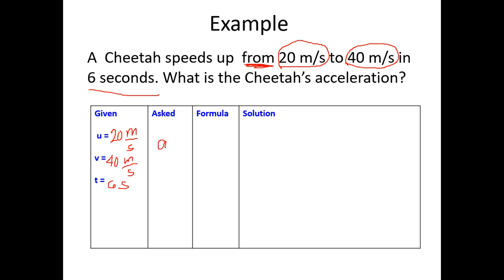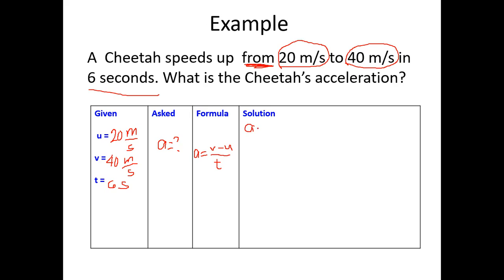So what is the cheetah's acceleration? The cheetah's acceleration is what is asked. Now, of course, your formula will still give you a is just equal to v minus u over t. All right. So moving on to the solution.